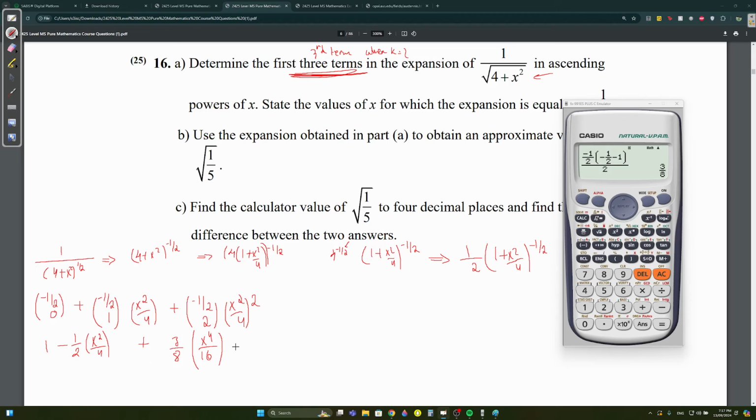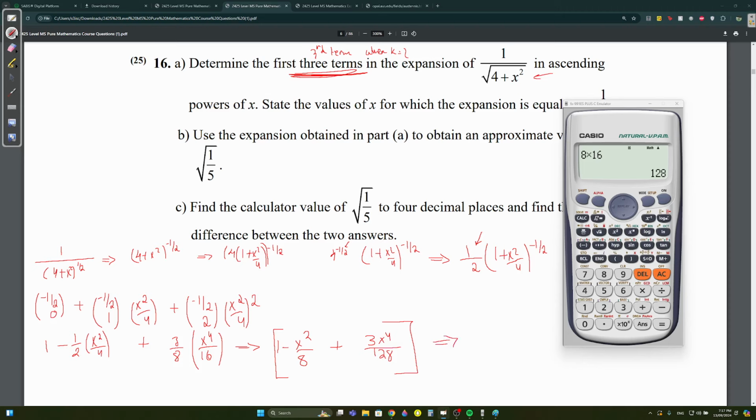Let's see what do you get here. Let's simplify. You get 1 minus... You want to multiply the 1 over 2 by x squared over 4. It's going to be x squared over 8, because 2 times 4. Okay, plus 3x to the power of 4 over 8 times 16. 2 to the power of 3 times 2 to the power of 4. Sorry, it should be 128, I think. 8 times 16, yeah, 128. And remember that we have this 1 over 2.